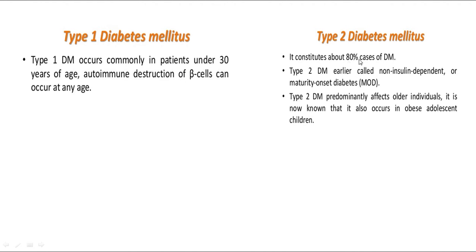While type 2 diabetes mellitus makes up 70 to 80% of the total diabetes mellitus, and it is also called non-insulin dependent diabetes mellitus. It affects predominantly older individuals and obese individuals. It can also occur in obese adolescent children.